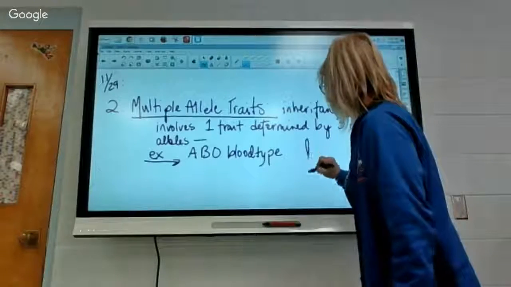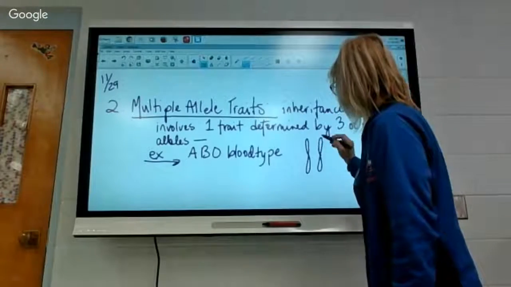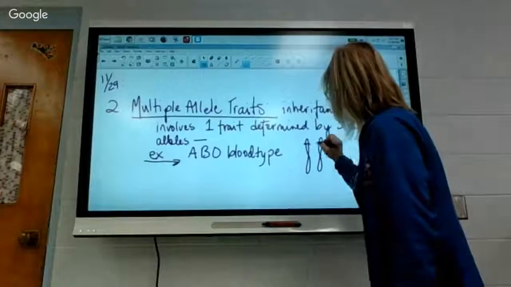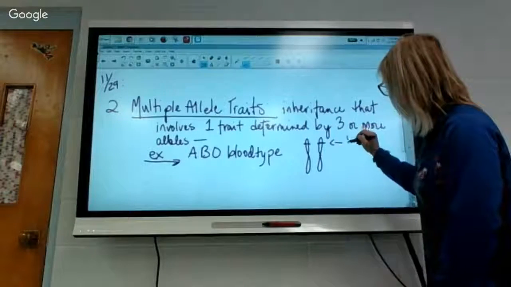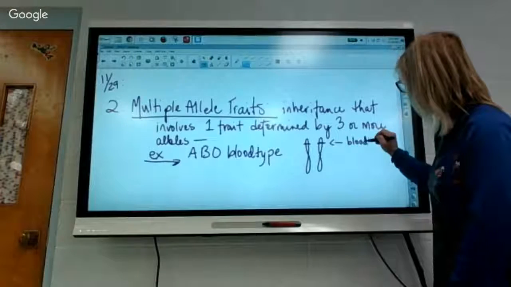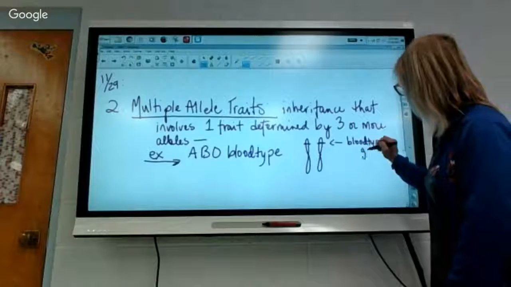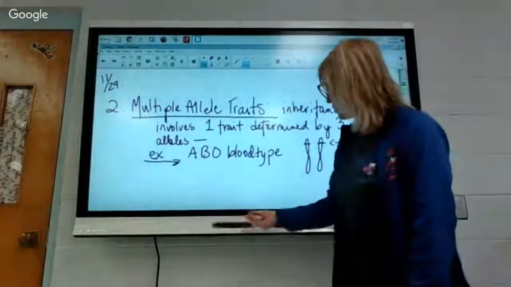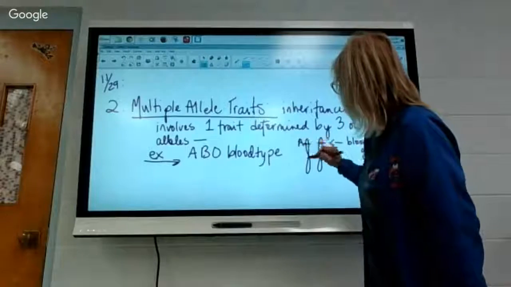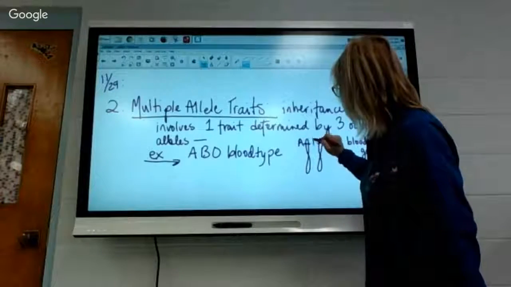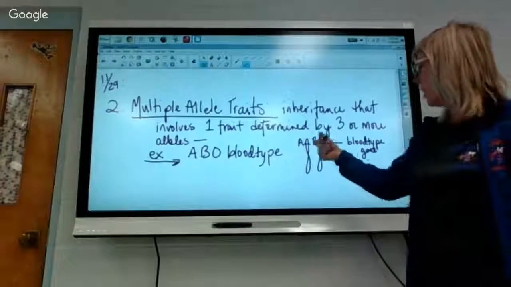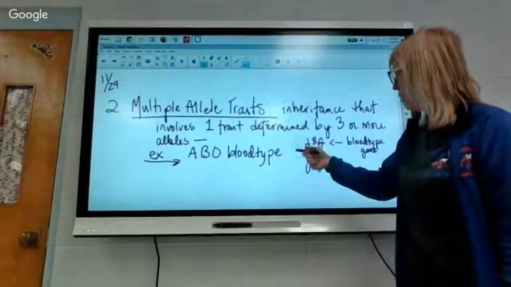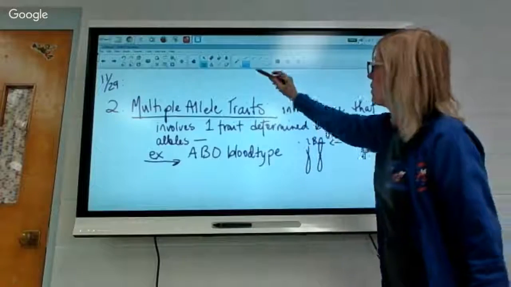If this is a chromosome, and this is a chromosome, there's one little spot on the chromosome that would be the blood type gene. But you have different options. So you can have an A, you can have a B, you can have an O, you can have OO. So that's what this means.